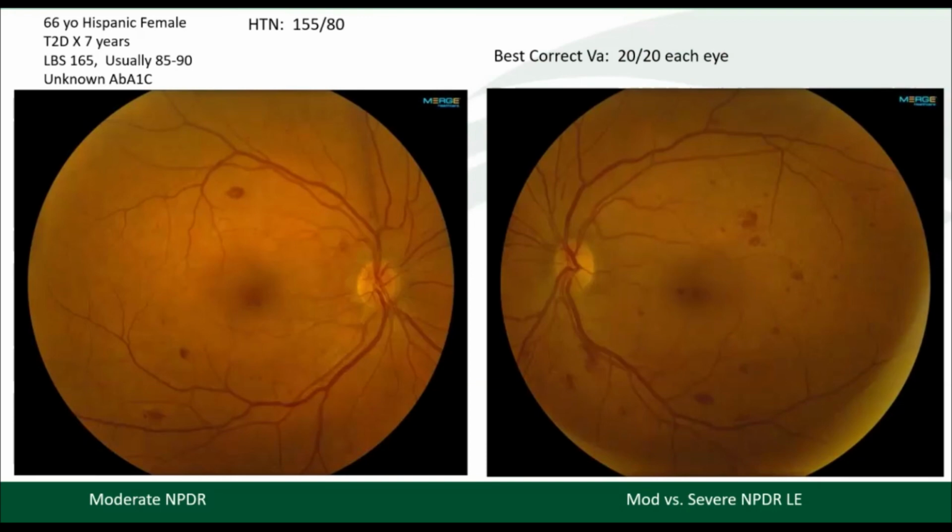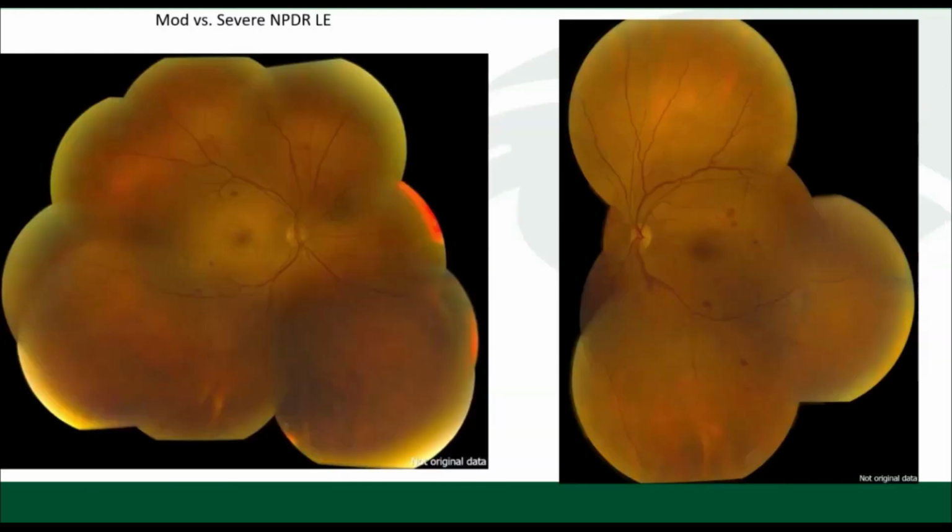And so this is, again, a very typical type 2 diabetic for the last 7 years. They don't know what their hemoglobin A1C is. Their visual acuity is very good in each eye. We ended up doing a scan, and this is the wide field image. Alexander, what do you think about this left eye? Would you categorize this as being moderate, or do you think it's reached the level of severe?